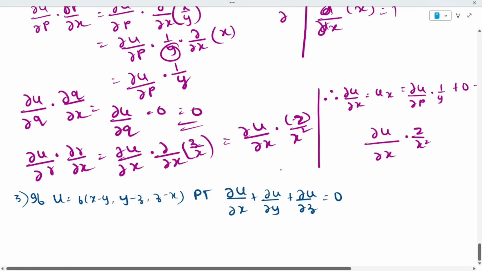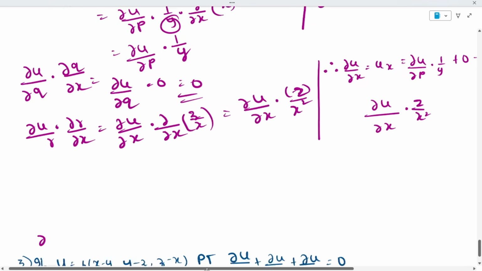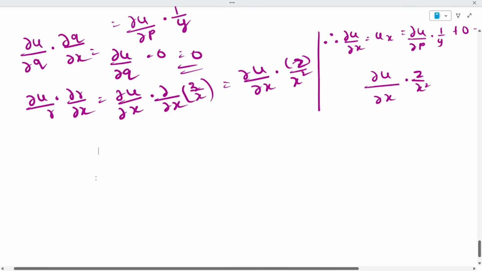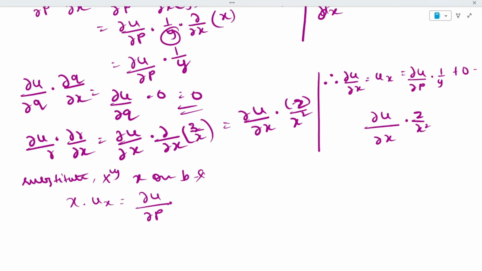Now if you have to solve this, first you have to multiply x on both the sides. That means x into ux will be equal to del u divided by del p into x divided by y as it is, and next, minus del u divided by del r into z divided by x. This you consider as equation 1.